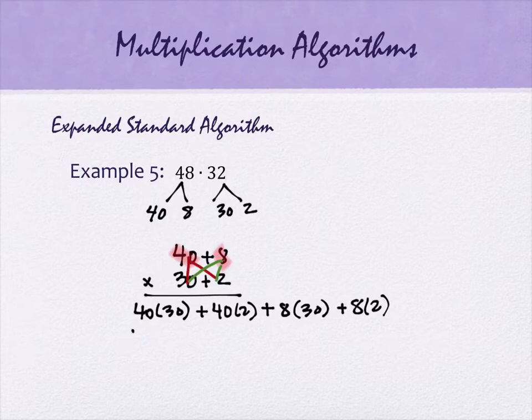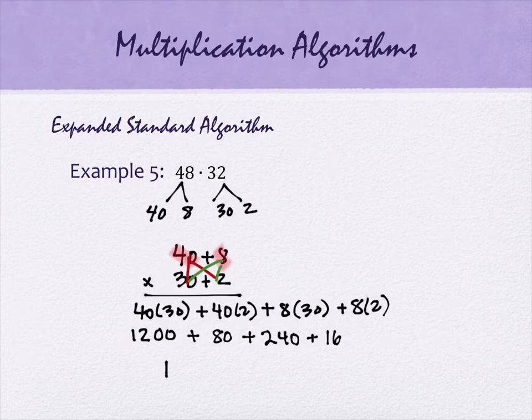So 40 times 30 would be the 12, and then the 2 zeros makes 1,200. What would 40 times 2 be? 80. How about 8 times 30? 240. And then my last one, 8 times 2 that I tried to do earlier, 16. And then we would add them all together to get our final results. And that actually ends up giving me 1536. Whether you do it left to right or top to bottom.